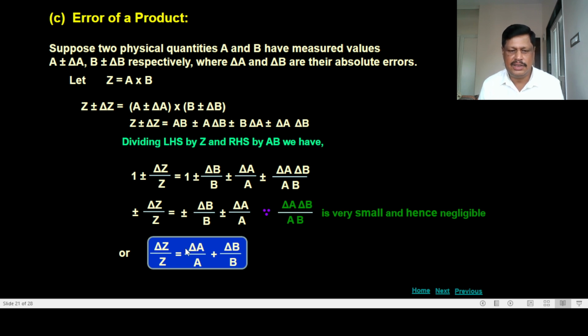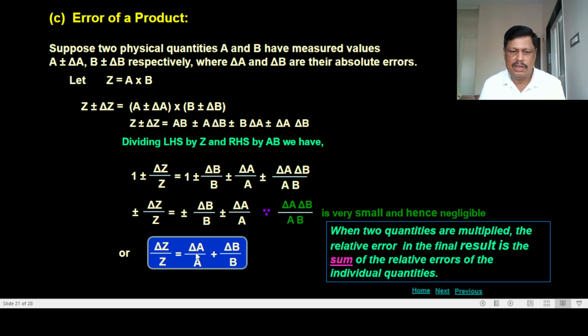After this the final equation is delta Z by Z is equal to delta A by A plus delta B by B. That means when two quantities are multiplied, here A into B, the relative error in the final result, delta Z by Z is the relative error, is the sum of the relative errors of the individual quantities. That is delta A by A plus delta B by B.